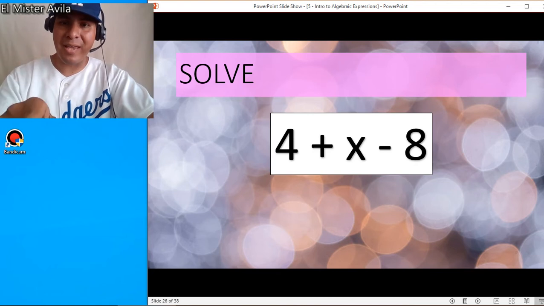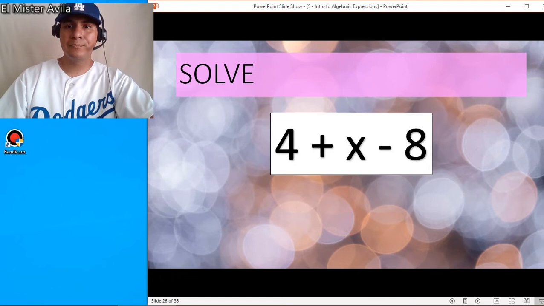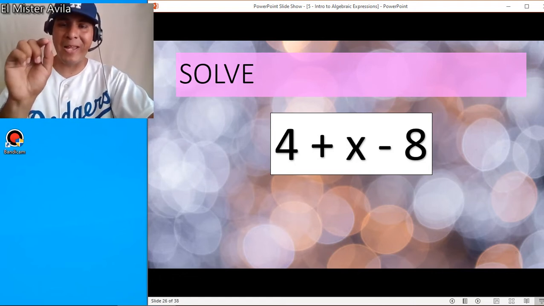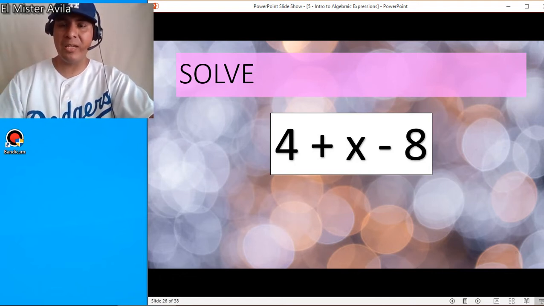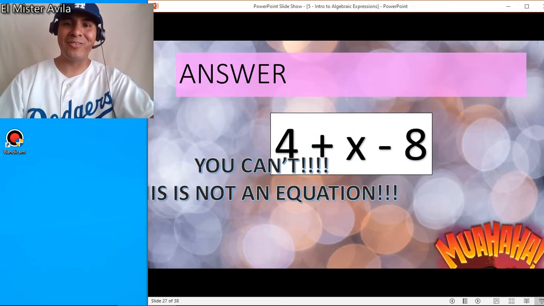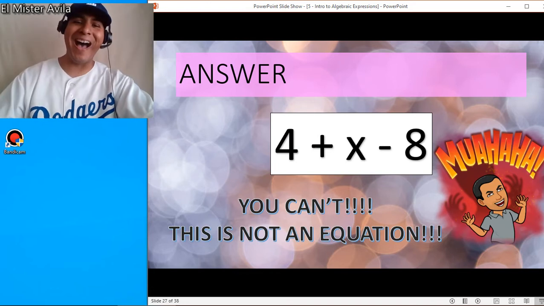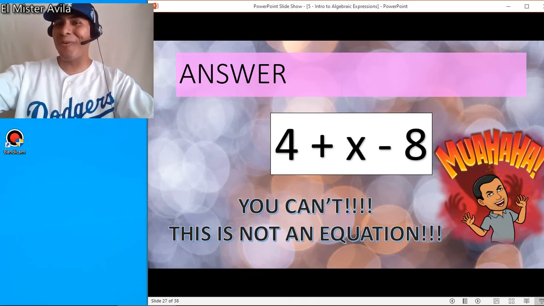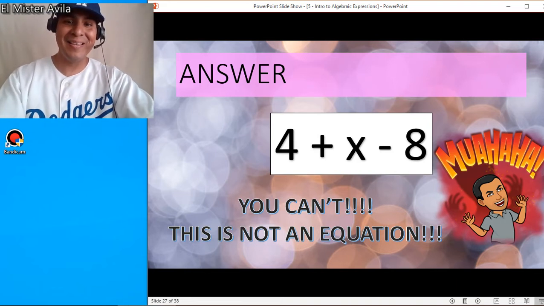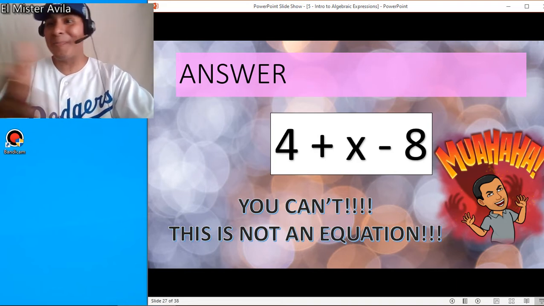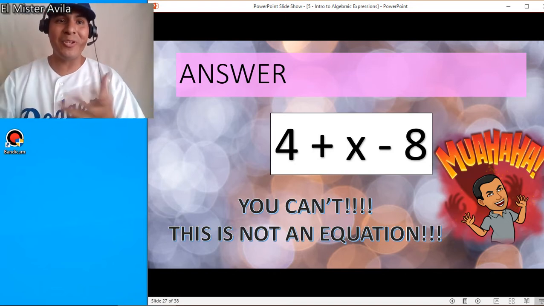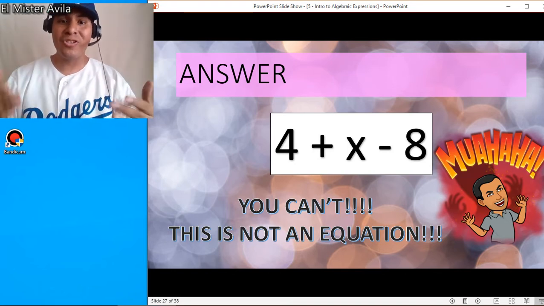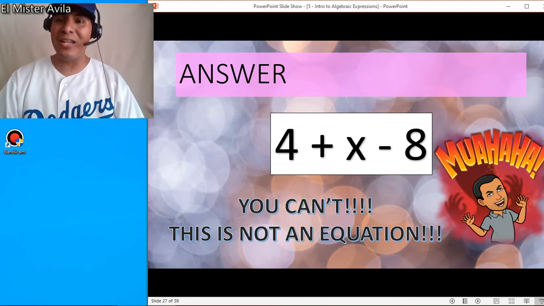Okay, class, solve this one. What value does x have in 4 plus x minus 8? What do you guys think? What is the value of x in 4 plus x minus 8? Huh? Couldn't figure it out? The answer is, you couldn't figure it out because this isn't even an equation. All the other ones had an equal sign. This did not. So we couldn't find a value for x because it doesn't equal anything. There's nothing that we're trying to find to make it true. So we can't solve this. This isn't even an equation.